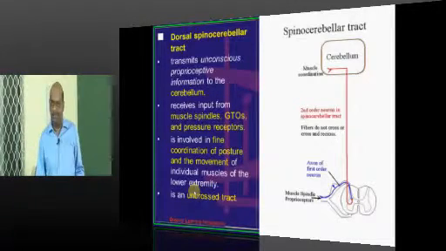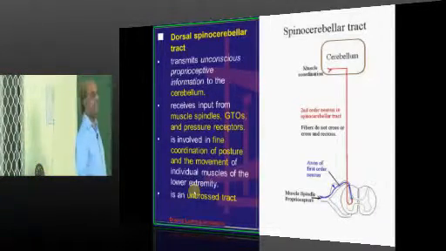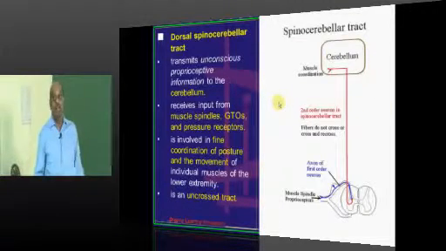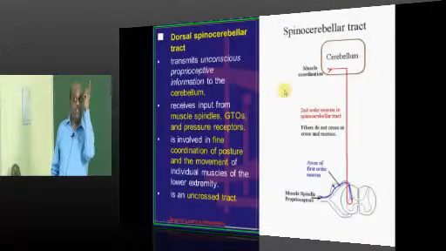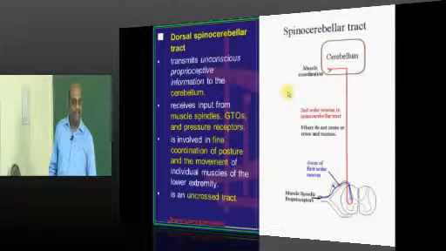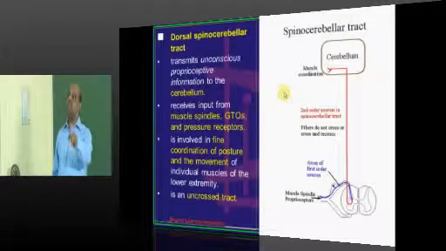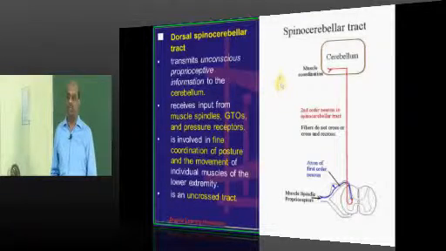Spinothalamic tract is over. The next ascending tract: dorsal spinocerebellar. We said conscious proprioception is carried by the dorsal column. Unconscious proprioception will be there, no?